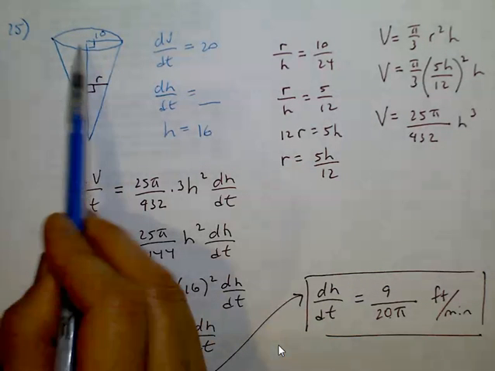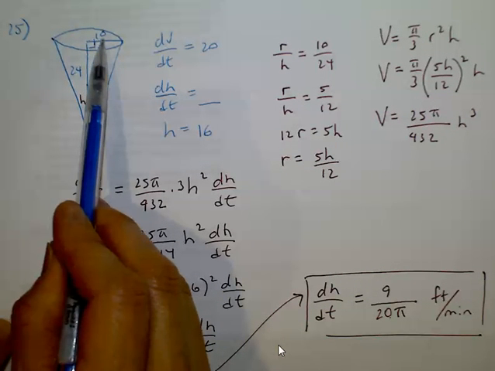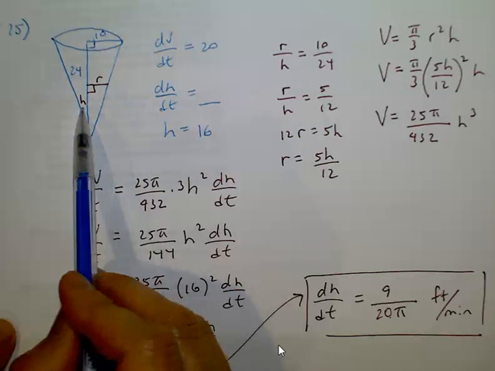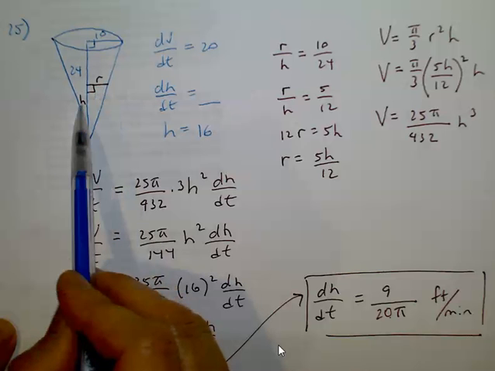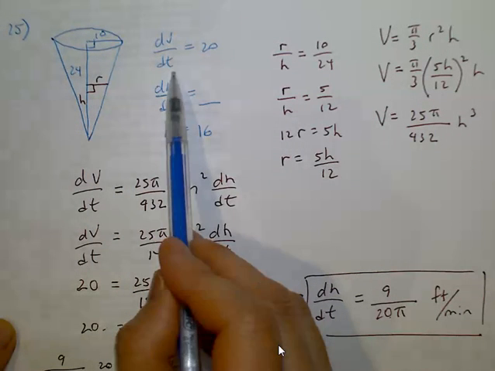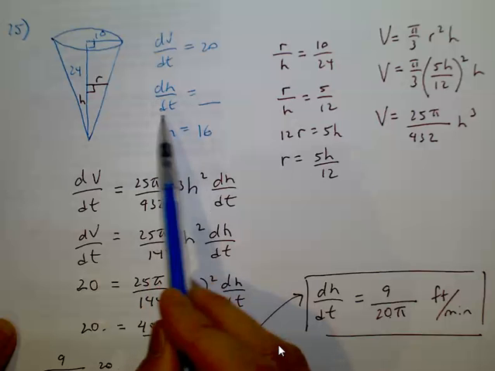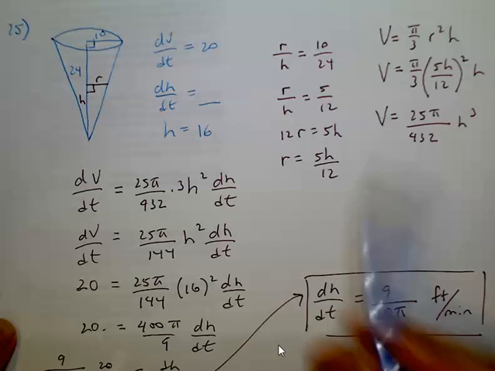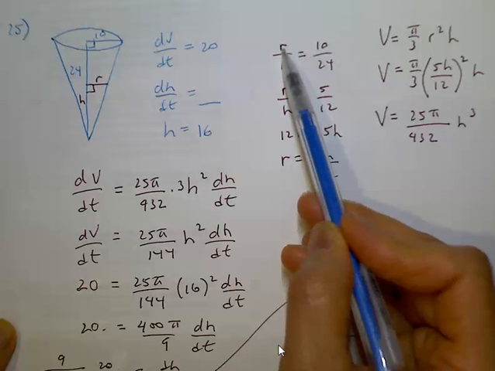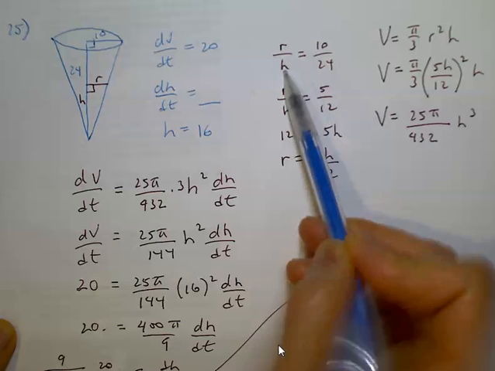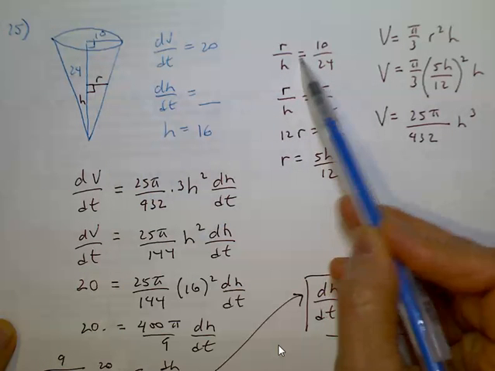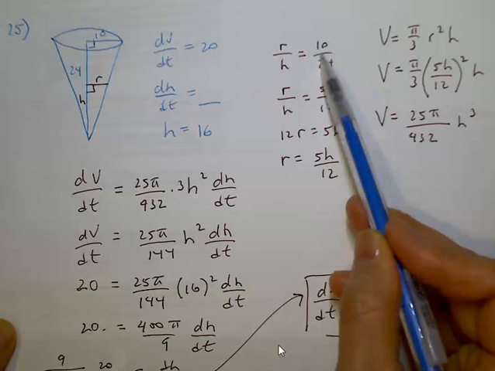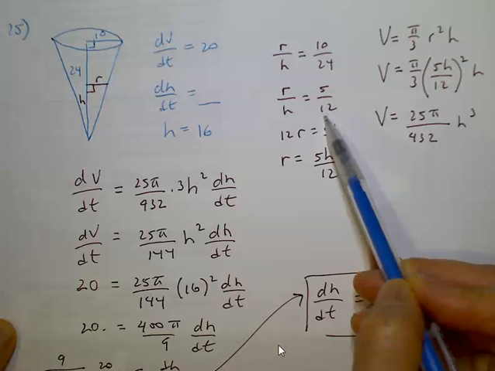So here's my diagram. The radius of the tank is 10 and the height is 24. The radius and the height of the water are what is going to change, so I call those r and h. It's given that dV/dt is equal to 20. You want to find dh/dt when the height is equal to 16. First I'm going to get a relationship between r and h. Using similar triangles, r over h is going to equal 10 over 24, which reduces to 5 over 12.